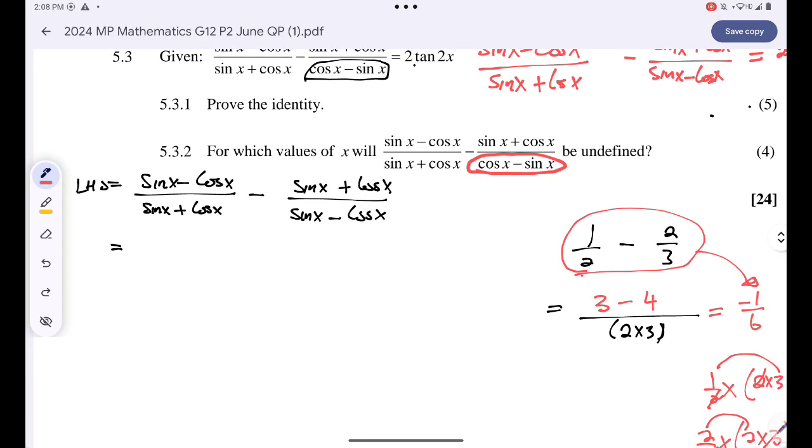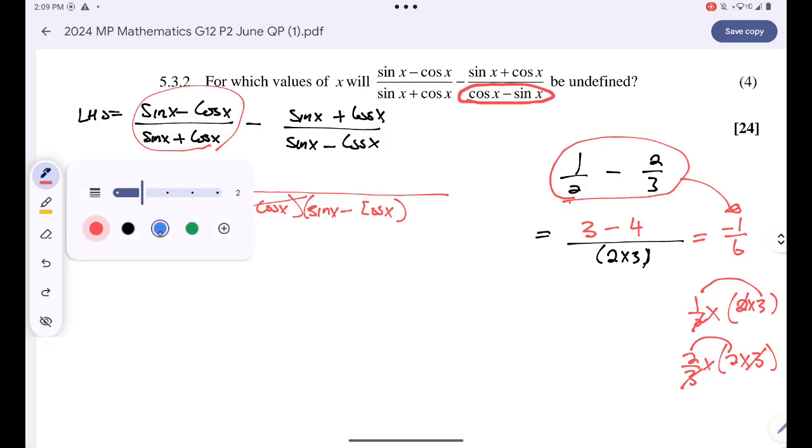Our denominators are not the same, so I'm just going to multiply them together. That's sine x plus cos x multiplied by sine x minus cos x. And then for me to find the numerator, I'll just take each and every term and multiply it by the LCD. Are you together? Whenever I take the first term multiplied by the LCD, the sine x plus cos x's will cancel, and then I'll be left with sine x minus cos x multiplied by sine x minus cos x.